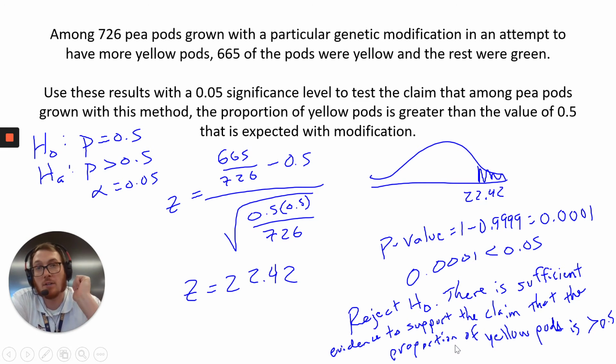So you write your null and alternative, write the significance level, alpha, find the test statistic, find the p-value or the critical value, and then reject or fail to reject the null hypothesis, and then a statement about what that means.